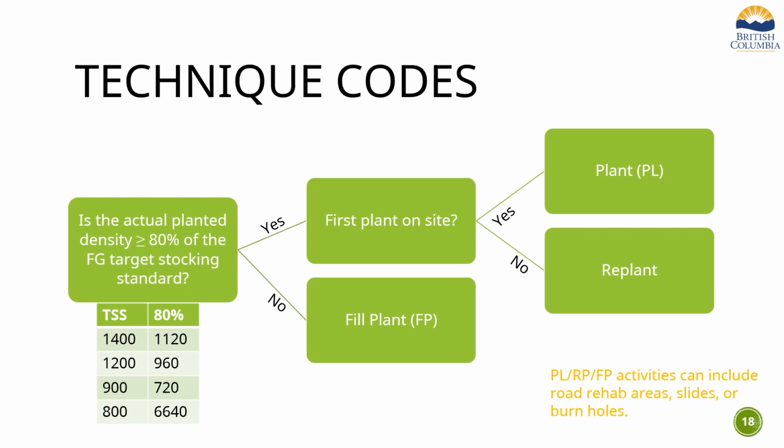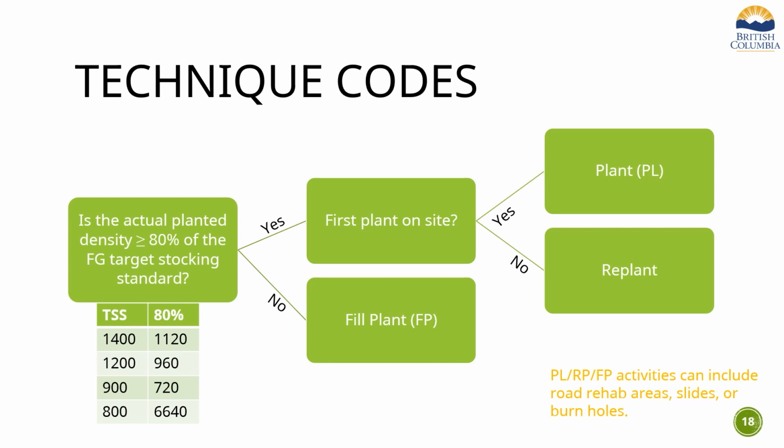If your planting density is less than 80% of the target, then your planting technique will be a fill plant. If your planting density is greater or equal to 80% of the target, then you need to check if it's the first plant on the area. If it is, then it is called a plant. If it's not, if it's already been planted once or multiple times, then it's a replant. These technique codes can include road rehab areas, burn holes, or even slides, if they're being planted at the same time as the main planting unit.